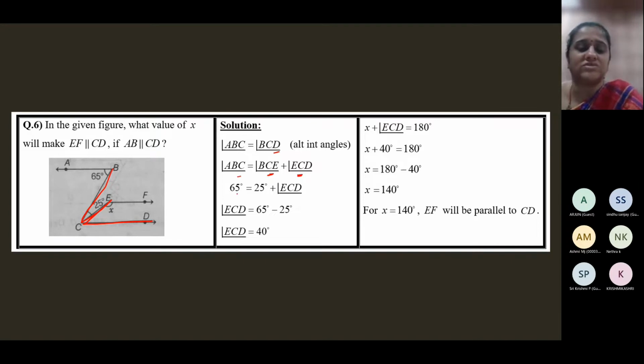Now ABC we know is 65. BCE is 25 plus ECD. So when you work this out, you get the value of ECD. The value of ECD is 40 degrees.